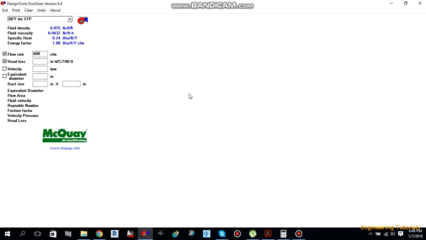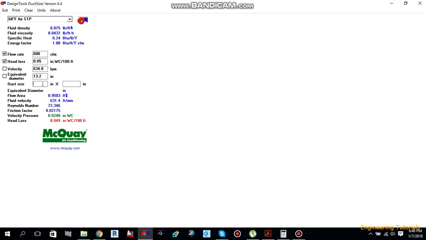of second input, just keep in mind that for the head loss for the fan coil unit, it should be less than or equal to 0.05 inches of water column per 100 feet. So this is your design value for the head loss. Head loss should not exceed 0.05 inches of water column per 100 feet, so that you will not get noise issues in your duct. Okay, we give this input of head loss 0.05 inches of water column per 100 feet.